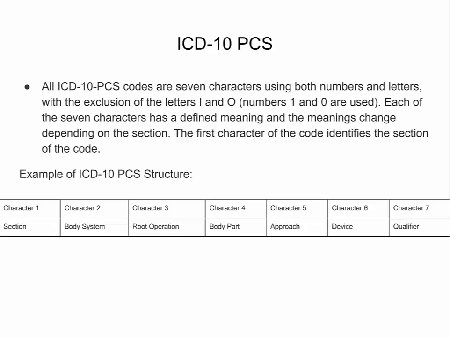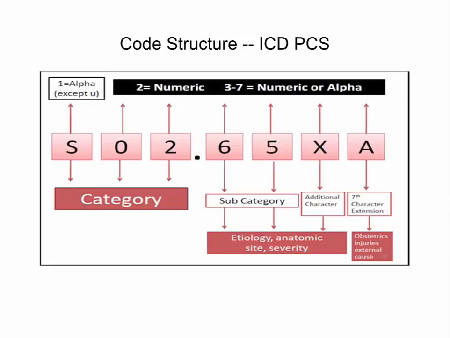All ICD-10-PCS codes are 7 characters using both numbers and letters, with the exclusion of the letters I and O. The numbers 1 and 0 are used, however. Each of the 7 characters has a defined meaning, and the meanings change depending on the section. The first character of the code identifies the section of the code. A table indicating the structure of ICD-10-PCS is provided here. Here's another illustration of the code structure of ICD-10-PCS.